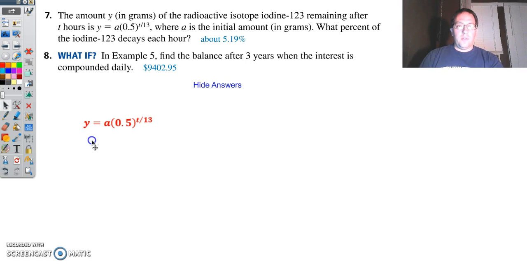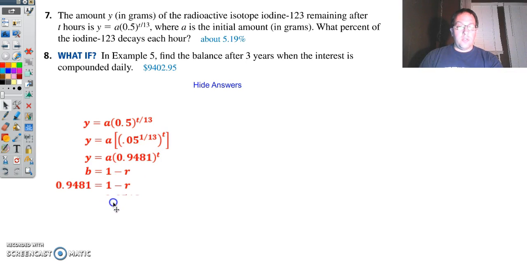So here's our original formula for the isotopes. We split the T and the 1 and the 13, so we split those out. We have 0.5 raised to the 1/13th, which we plug in our calculator, and we get 0.9481 to the T. We take this, and remember B is going to be 1 minus R because it's decay. So the 0.9481 is 1 minus R, so R is 0.0519. And then you take this and rewrite it as a percentage.